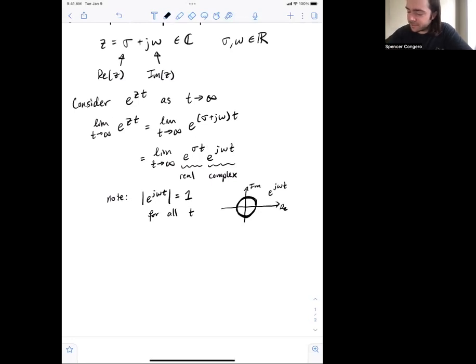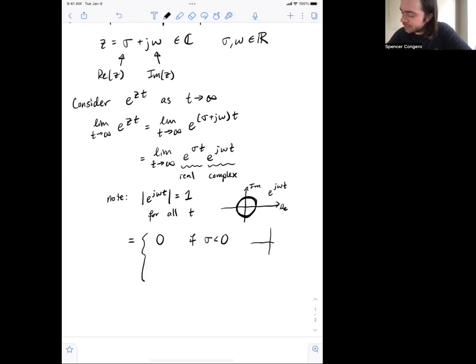So for this thing to converge, what would I want to have happen? Well, I would want this real part to get really small. I would want sigma to be negative, so that is a decaying exponential. So as t goes to infinity, this gets really small. This is just staying with magnitude 1. So when I multiply them, I'm going to get something really, really small, and eventually it's going to go to 0. So that's our first case. We get 0, and this is if sigma is negative. The real part is negative.